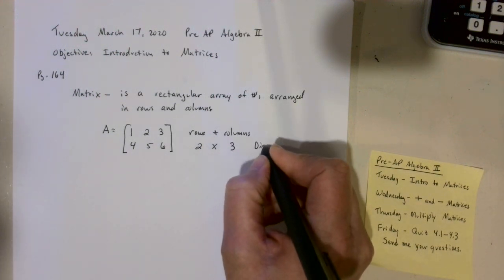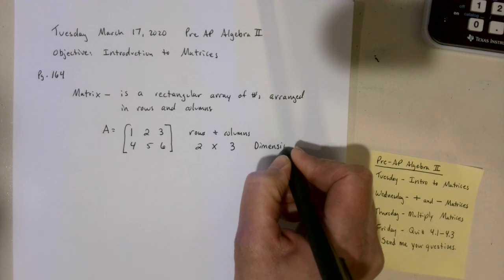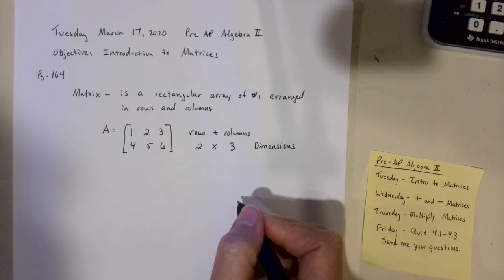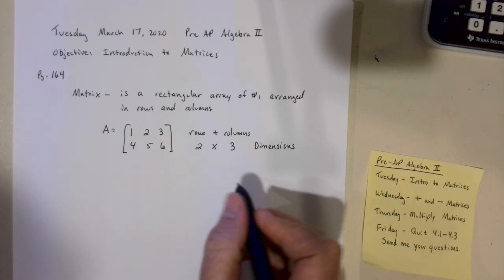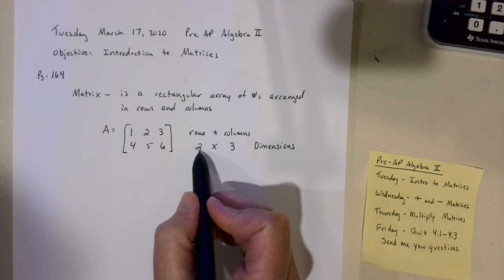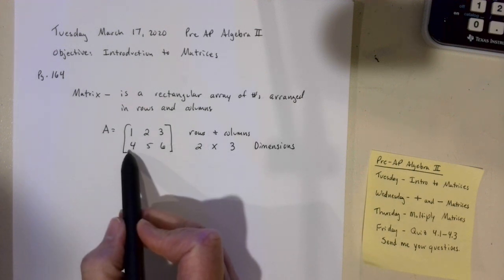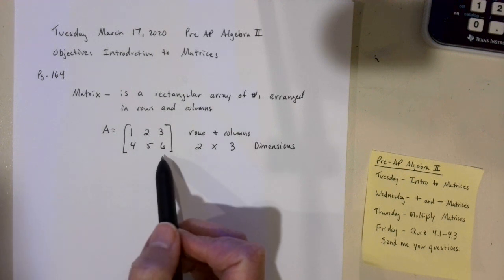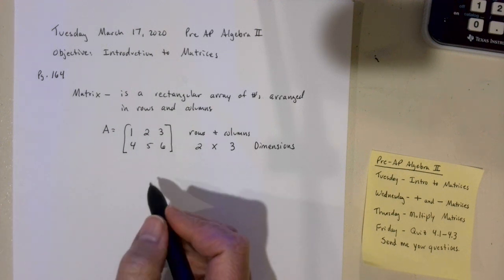And we like to talk about the dimensions of a matrix. That's going to be important when we're adding and subtracting, and very important when we're multiplying. The dimensions of a matrix are always its number of rows, remember, rows go across, by the number of columns that the matrix has.